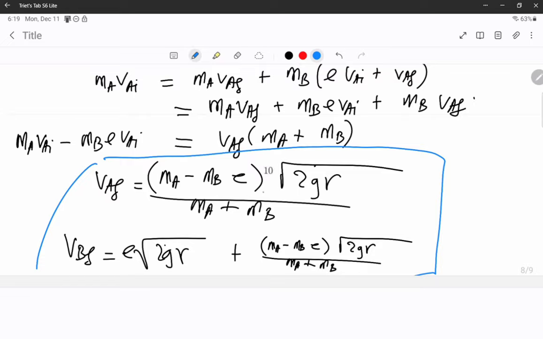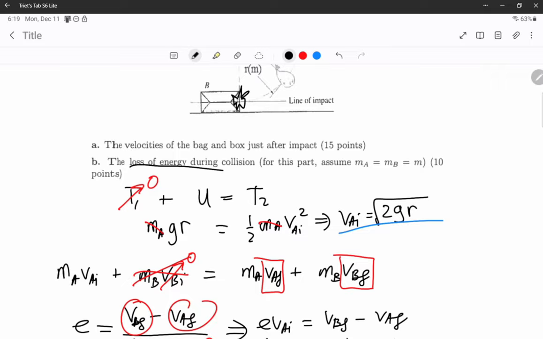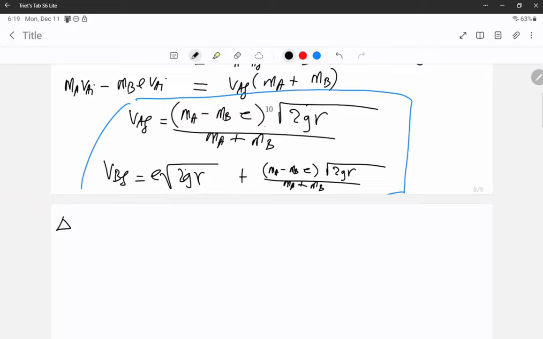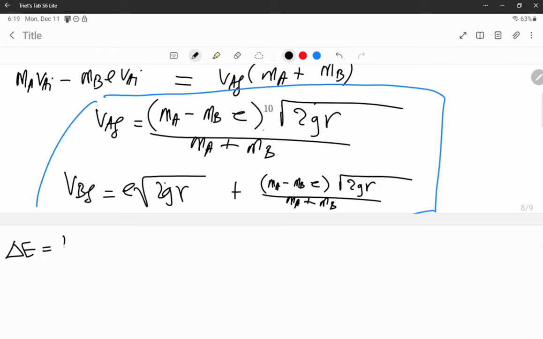Part B asks for the loss of energy. Assume M is the same, so not too bad. The change in energy is just the initial energy minus the final energy. Initial energy is 1/2 MA VAI squared plus 1/2 MB VBI squared. VBI is zero because B is at rest. The gravitational force is also zero, it's all on the horizontal line.